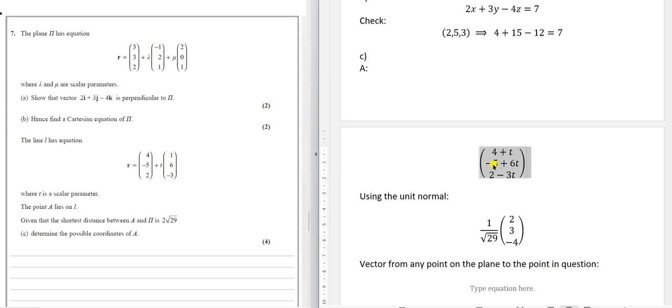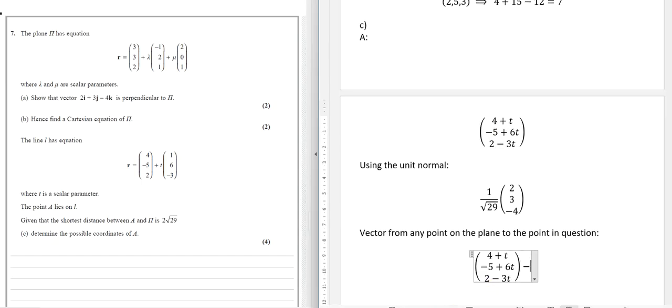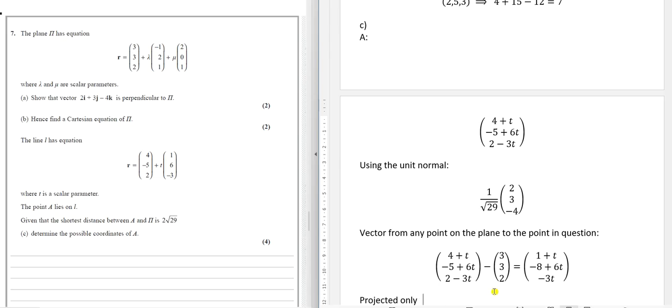Now I need the vector from any point on the plane to the point in question. So what I need to do is this vector minus a point in the plane. (3, 3, 2) seems like a sensible choice. So I'm going to end up with this minus 3, this minus 3, and this minus 2, projected onto the unit normal.